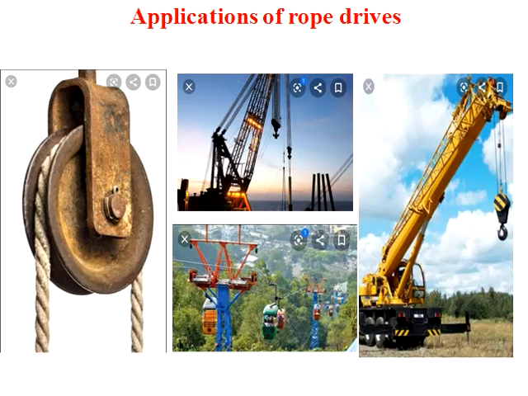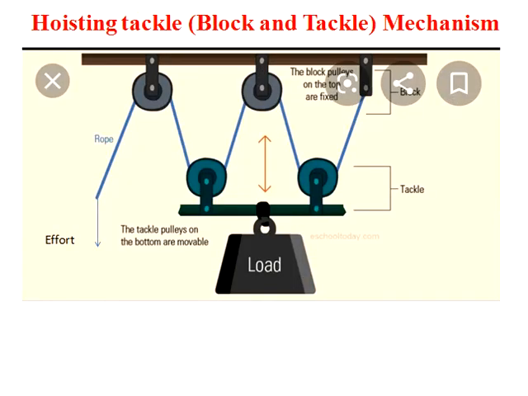Moving on to the next topic, hoisting tackle or block and tackle mechanism. The main application of this mechanism is, for example, when you have to lift a large load and you use one single pulley, you will have to apply a large amount of effort or force to lift the load. So to lift a large load with minimum effort, we can make use of this block and tackle mechanism.